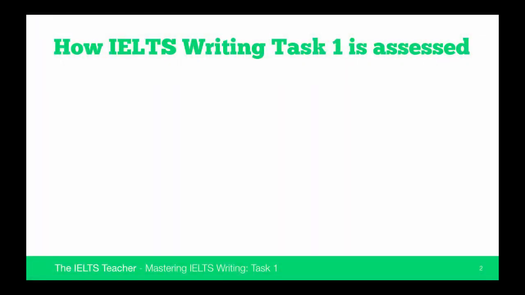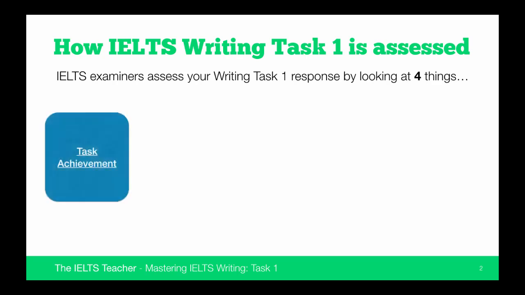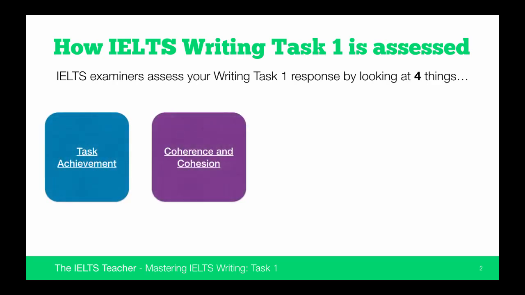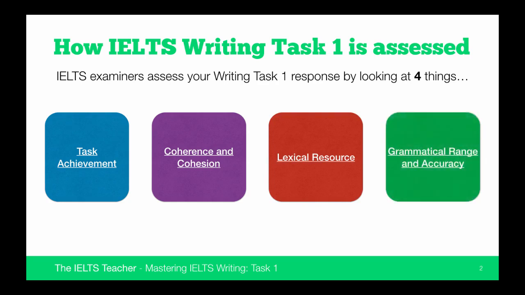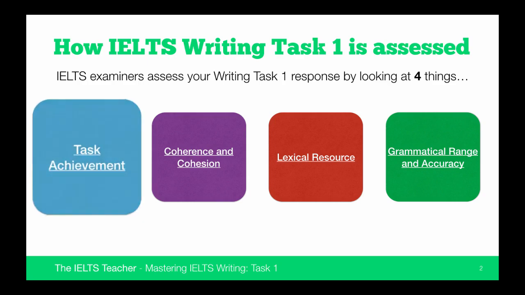So, how is IELTS Writing Task 1 assessed? Well, the band descriptors are made up of 4 categories, and we'll look at the titles of these categories now. We have task achievement, coherence and cohesion, lexical resource, essentially vocabulary, and grammatical range and accuracy. What this lecture is going to do is look at each band descriptor category title and then look at the requirements for how to achieve a band 7 in each one. Let's get started by looking at task achievement.